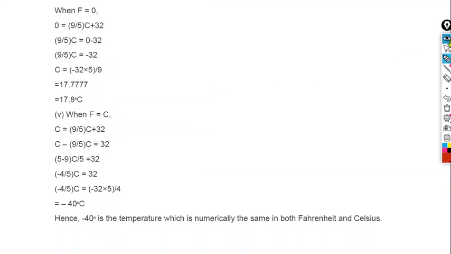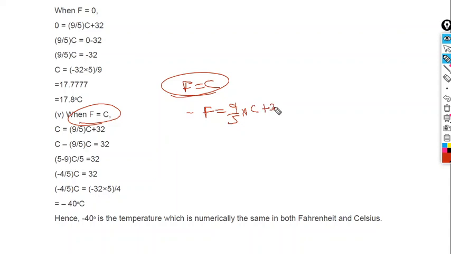Okay, we solve it here. If F equal to C, then what was the formula? The formula was F equal to 9 by 5 into C plus 32. This was the formula. Implies, if F equal to C, in place of F we can write C. C equal to 9 by 5 C plus 32.